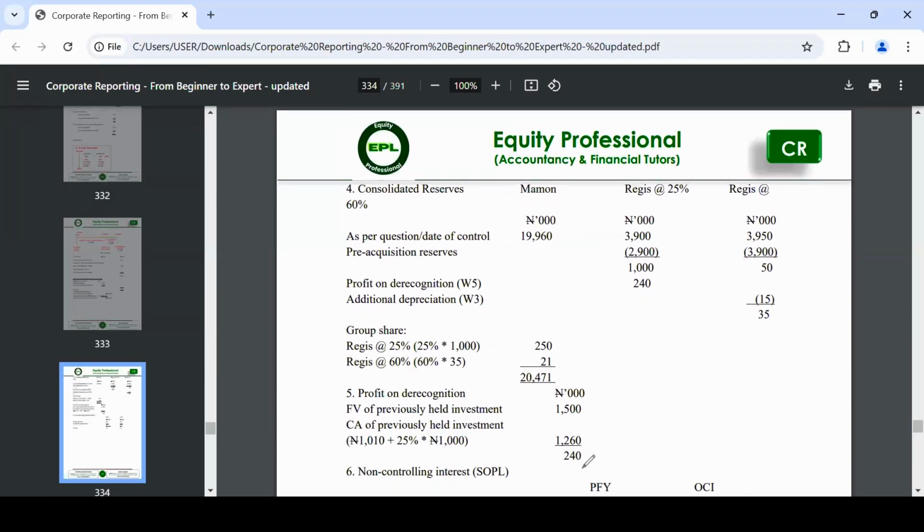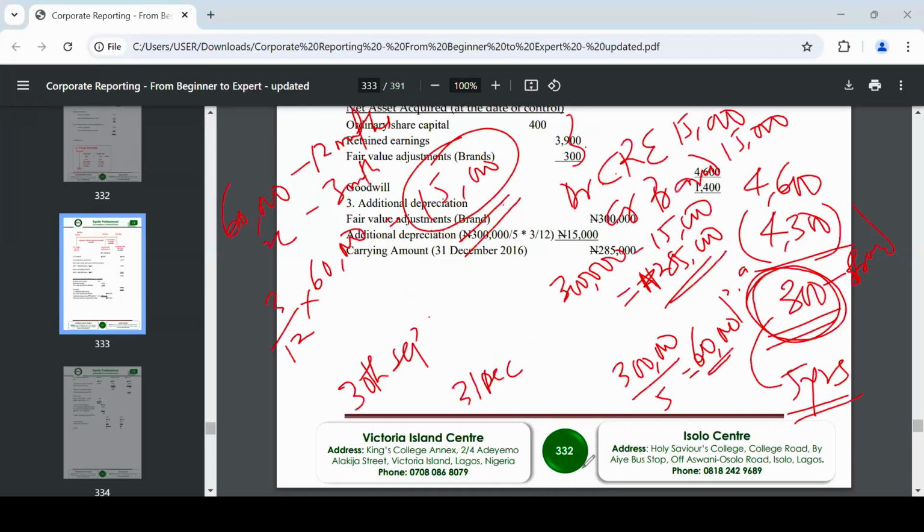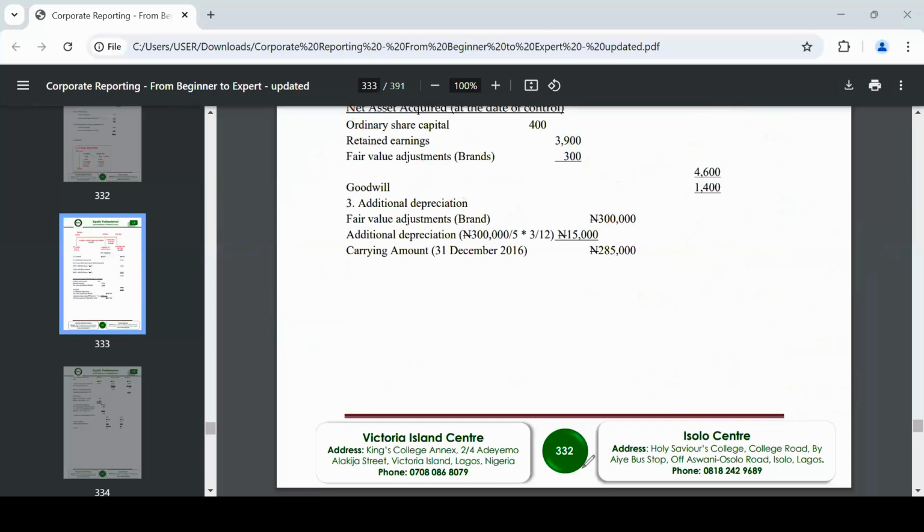Now let's go to, I don't want us to jump to consolidated retained earnings. I want us to first of all do, because we must not forget, anytime it is piecemeal acquisition, you are going to have to calculate profit or loss on derecognition. So straightforward. We have seen now, we calculated the fair value.